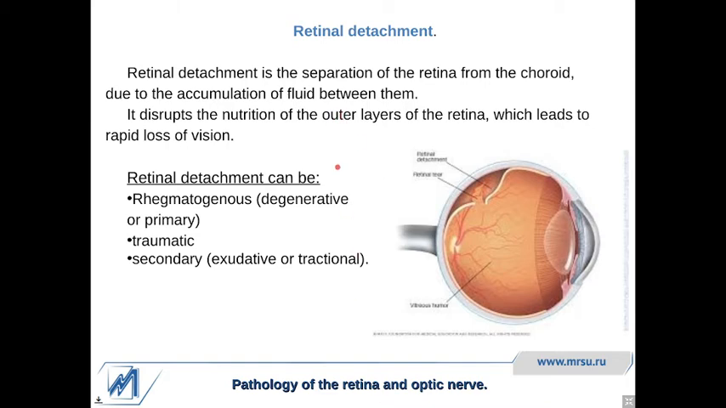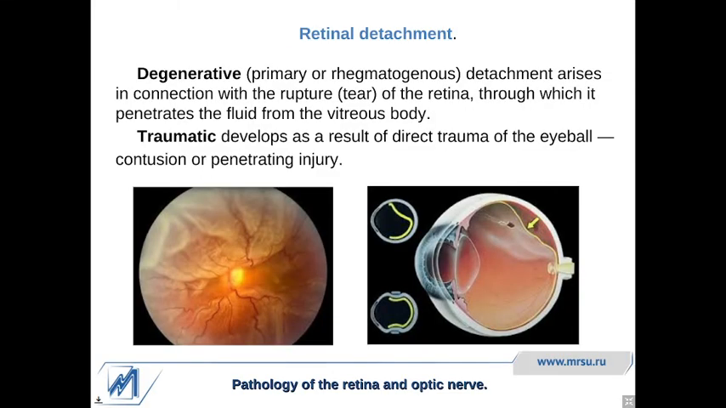Okay, retinal detachment. First variant of retinal detachment is degenerative or primary or rhegmatogenous. It is degenerative detachment, arises in connection with a rupture or tear. In the picture you can see here the tear in the retina or rupture in the retina.